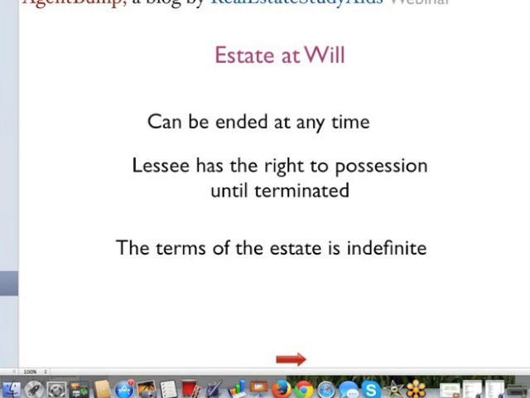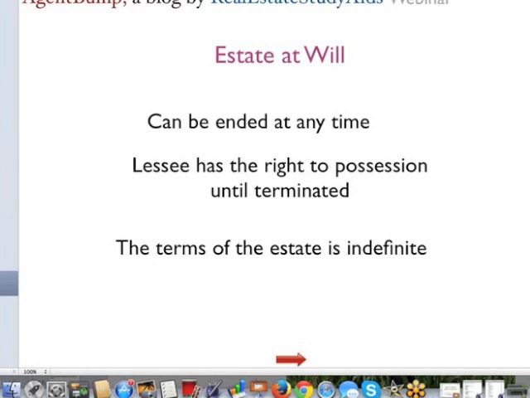Estate at will, this is the guy who bails. The lessee has the right to possession until terminated. The term of the estate is indefinite, so you don't know. Now, just so you guys know, this is not legal in most states. And many people think, well, it's not legal, why do I have to know it? Well, you still have to know things for your exam that are illegal.